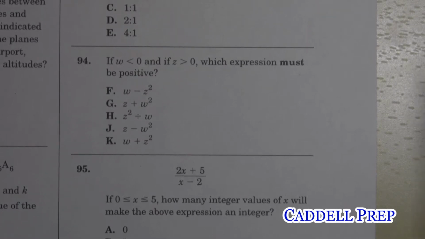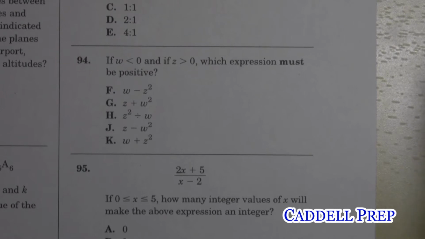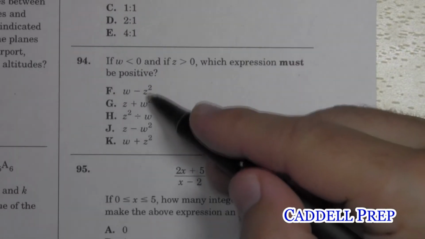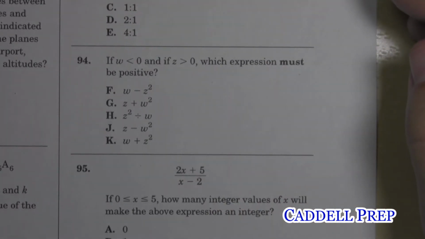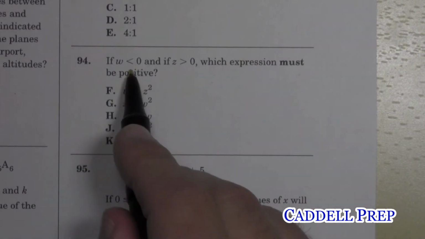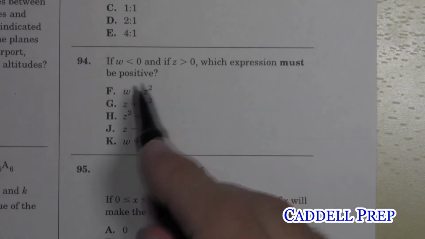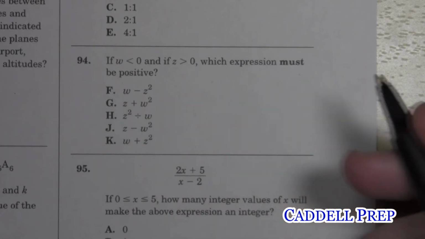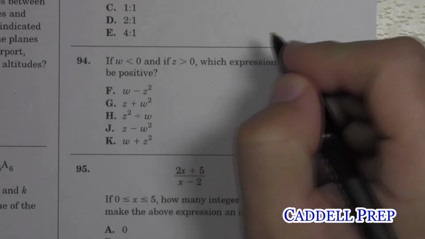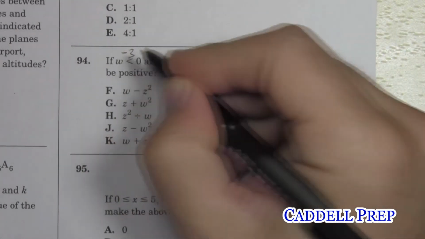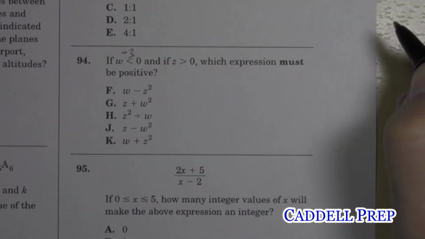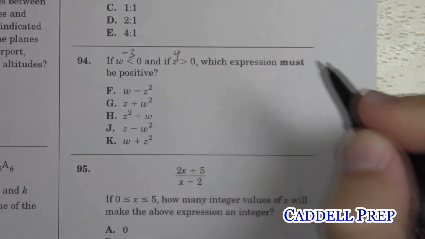Question 94. If w is less than 0 and if z is greater than 0, which expression must be positive? So in this example, we're going to have to actually try each one of these. It says w is less than 0, so that means w has to be negative. Z is greater than 0, so z must be positive. So let's pick some numbers. Let's say w will make -3, and z we can make 4.